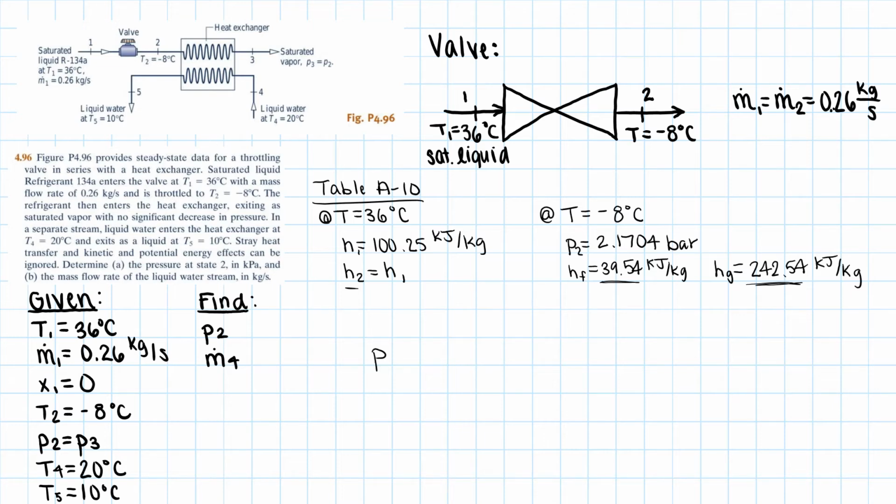So that means we know that P2 is going to be equal to 2.1704 bar. Or, because it asks for it in kilopascals, it's going to be equal to 217.04 kPa.